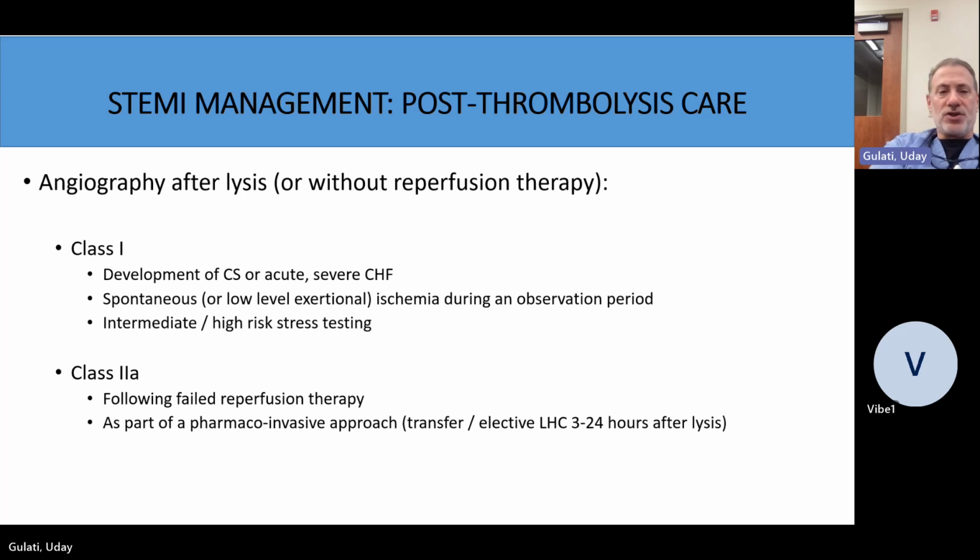If they develop cardiogenic shock or acute severe MR or acute severe heart failure, if they develop recurrent spontaneous ischemia while you're watching them in the unit, they're patients who we should be transferring for angiography. All right. So while you're putting the norepinephrine up or getting another echo to look for an acute VSD or acute MR, you would be making arrangements to get them somewhere where there's a cath lab.